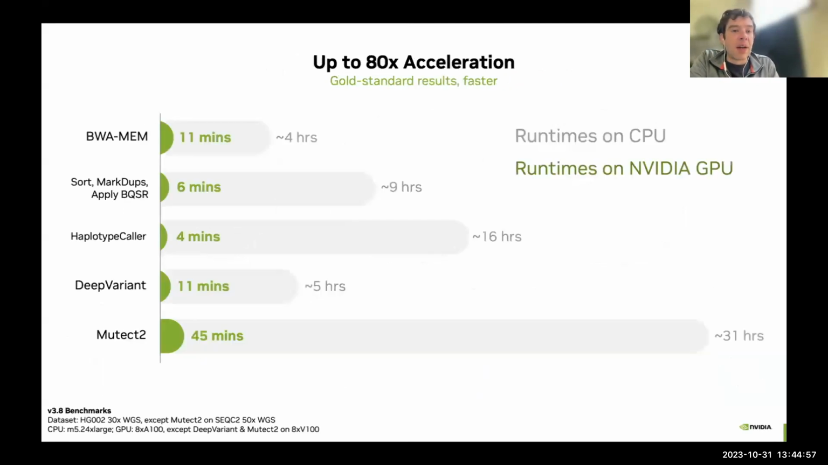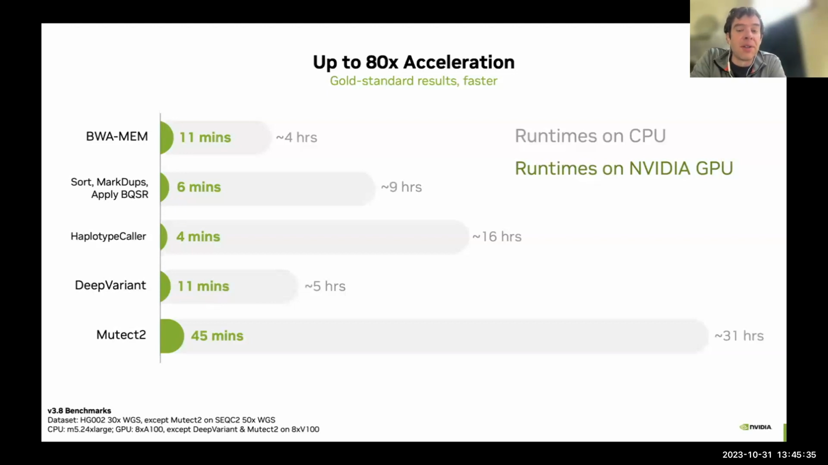To give you an idea of how fast: on BWA-MEM, going from CPU to GPU, the CPU takes around 4 hours to do an alignment. I'll also illustrate this in our hands-on portion. It goes down to 11 minutes with BWA-MEM, and this is a 30x whole genome sample. Depending on your genome complexity and your sequencing depth, all these numbers will be relative to data size. On sorting the BAM file, marking duplicates and doing base quality score recalibration, that goes from 9 hours to 6 minutes.